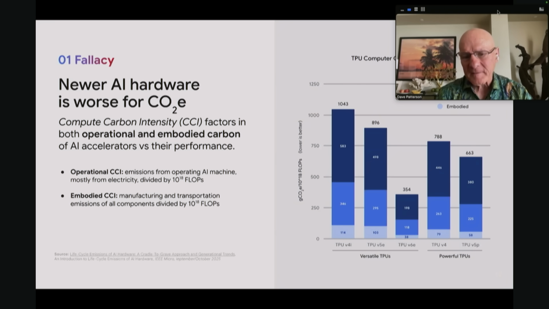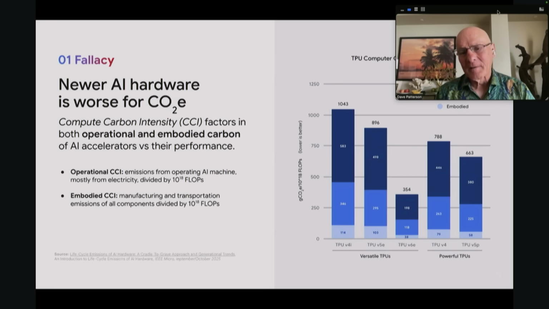And what you can see on the right is 5 TPUs. The 3 on the left get called versatile TPUs. I think of them as inference TPUs. And the 2 on the right are powerful, or I think of training TPUs. And now what you see, these tall bars have different colors to it. The little light blue pieces at the bottom are the embodied carbon footprint from manufacturing and shipping the things.